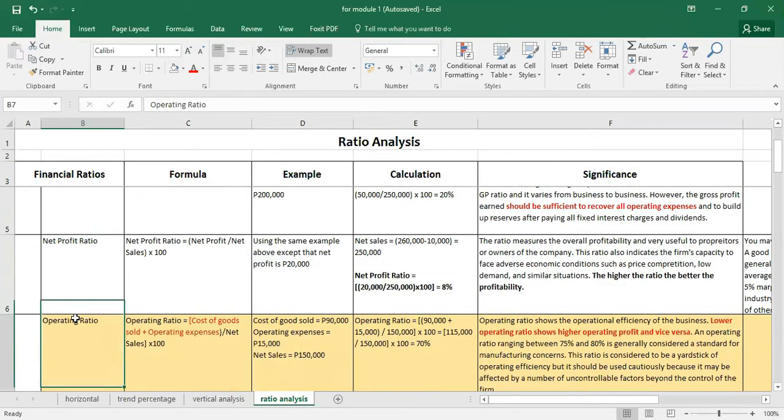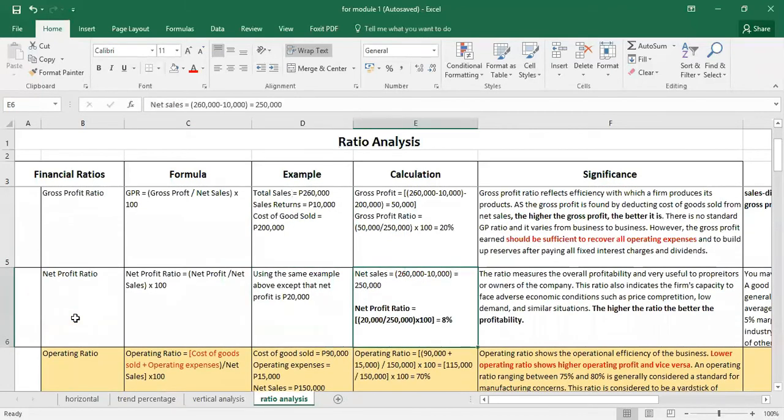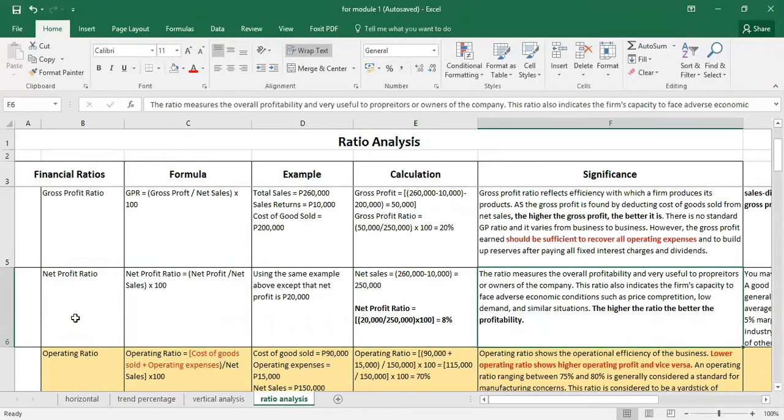The second ratio is the net profit ratio. Ang net profit ratio naman natin is computed by dividing net profit and net sales times 100. Same example tayo. Check nyo na lang din yung example na to kapag binigay ko sa inyong copy. Then, this ratio measures the overall profitability, and very useful to proprietors or owners of the company. This ratio also indicates the firm's capacity to face adverse economic conditions such as price competition, low demand, and similar situations.